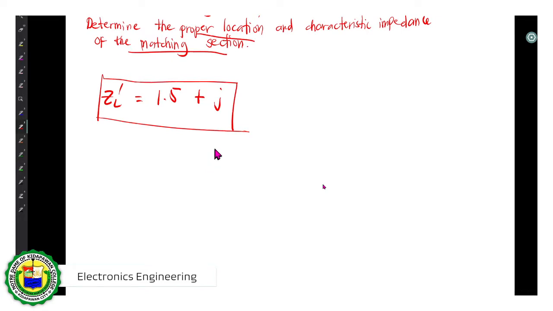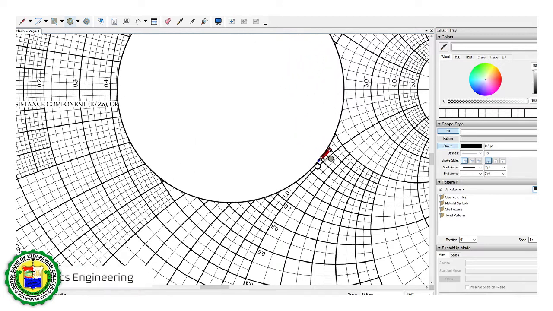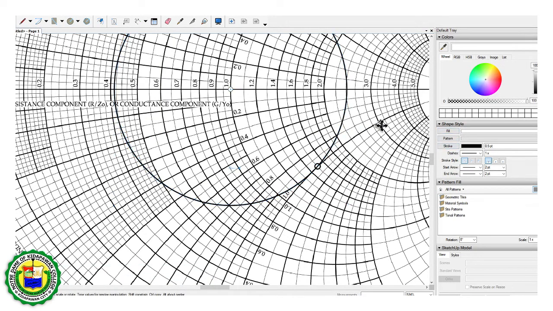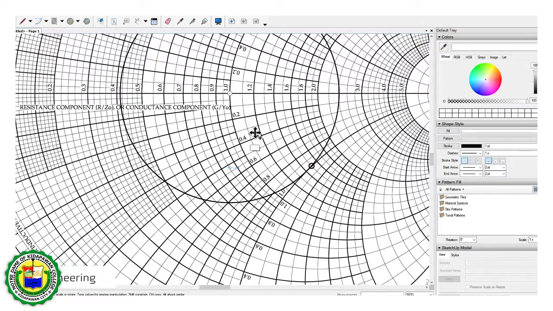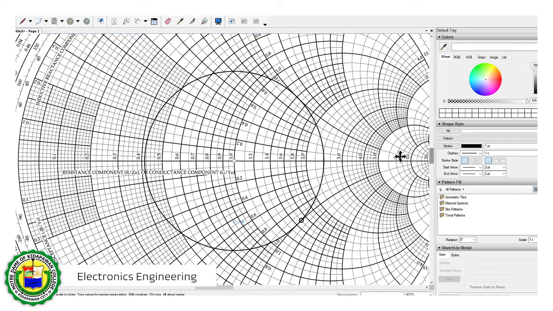The next step is to draw the VSWR circle, which we have already known from our previous example. Let's go ahead and do that. Specify the center point and then draw. That is now our VSWR circle. I'm turning off the fill. That's our VSWR circle.